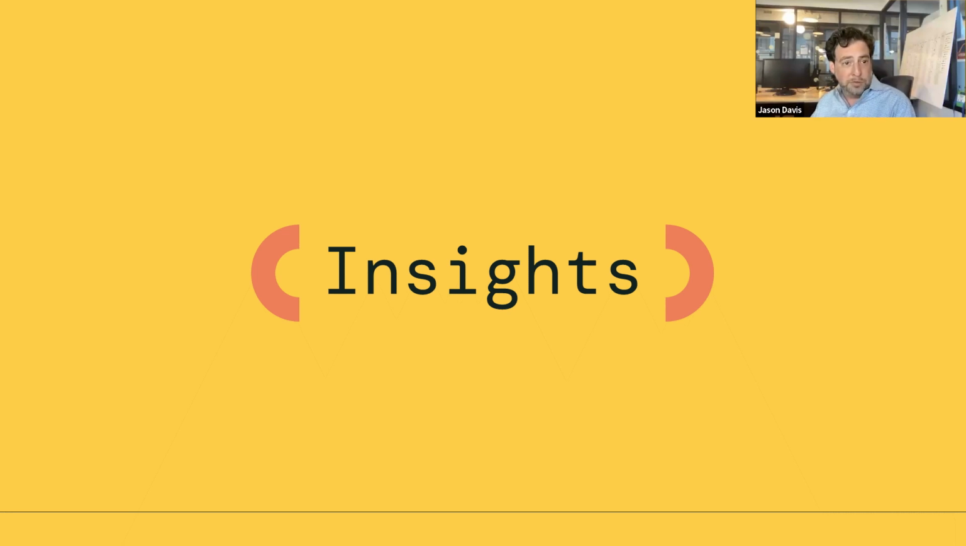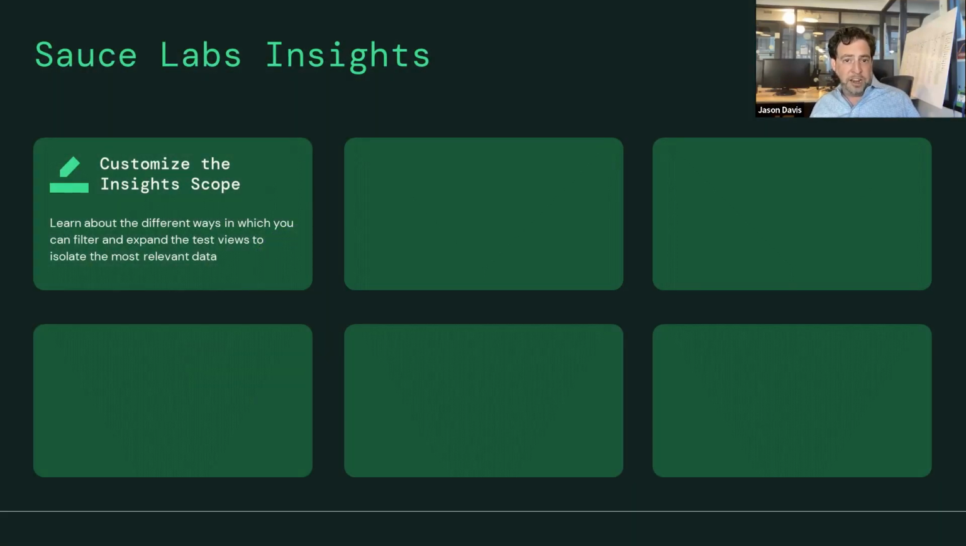A little review first of the sets of insights that are available today. Again, in your Sauce app on the left-hand side, you see insights. Insights allows you to view data across a week, a month, a few months, and the scope can further be customized to tests that you run or tests that your group runs. There's a set of ways to customize the level of data that you're retrieving here.